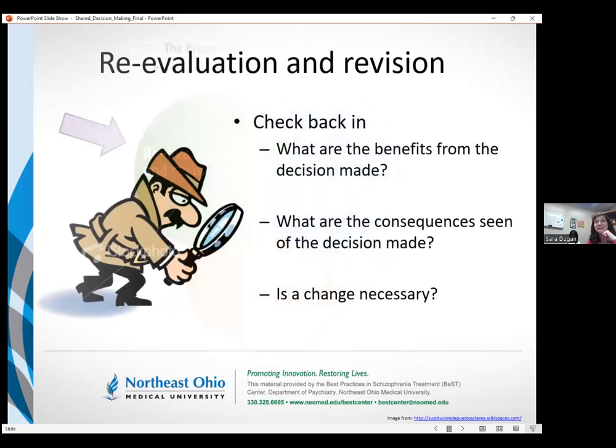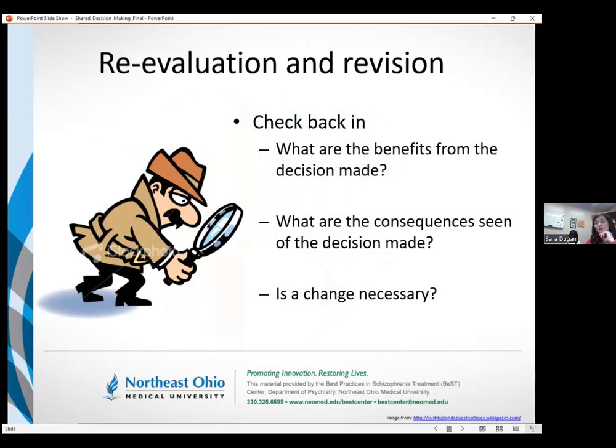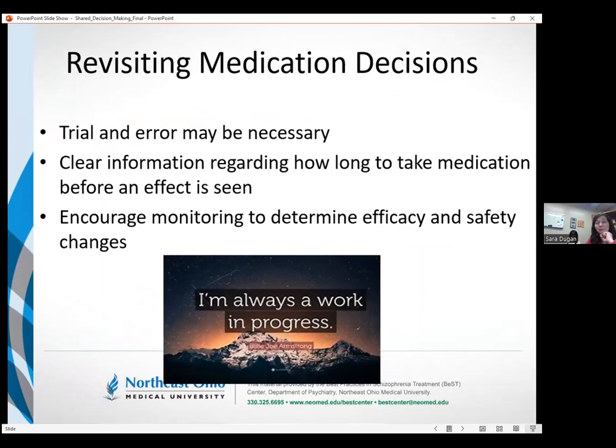And then our reevaluation. So making sure that we check back. We're going to do this. Let's do it for a set period of time. You're not stuck with it for the next 4 or 5 years. Let's do this for the next 3 months, and then we'll come back and really consider whether or not this is doing what we wanted it to do.